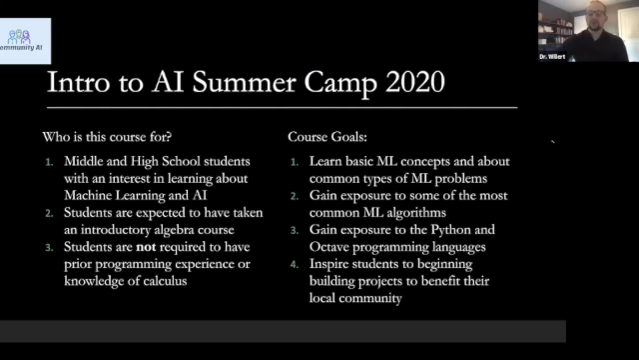So the course goals are to learn about some basic ML concepts and common types of ML problems. To do this, we'll provide some exposure to some of the most common ML algorithms. In order to do that, we're going to have to introduce some programming principles, and we will use Python and Octave, two programming languages, to do this. Both of these languages are very common in the machine learning and AI worlds. And then we'd also like to inspire students to begin building projects that benefit their local community or the environment.